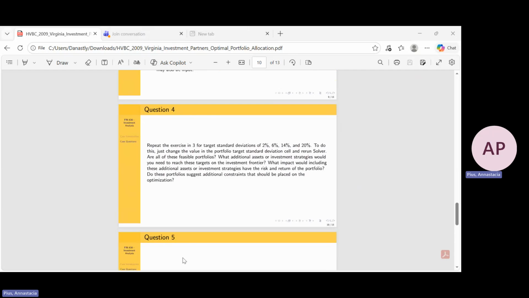So question 4 was about repeating the exercise in question 3. While repeating the exercise, what were we supposed to do? We were supposed to adjust the target standard deviations to 2%, 6%, 14%, and 20%, and see what is feasible and what is not feasible. And in the process, we're supposed to see what can be done and what cannot be done.